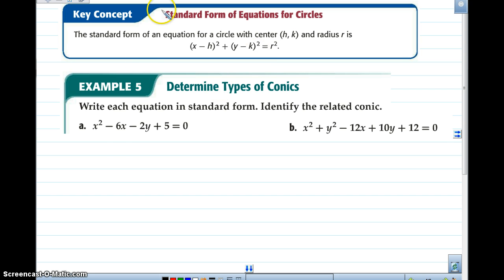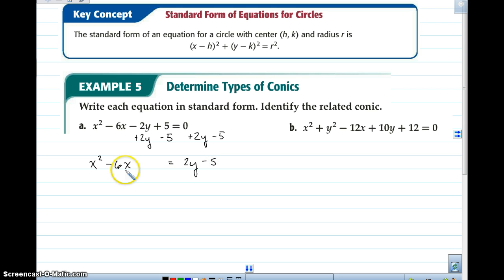So we're going to practice putting these into standard form. Right away with A, I can tell that A is going to be a parabola as I'm setting this up. And I can tell that because there's no y squared. If you just have one variable squared, it's pretty obvious that it's only going to be a parabola. So I'm going to go ahead and set up, this is kind of a review from our previous section, my x squared minus 6x. I'm going to add the 2y and subtract the 5 to the other side. So we've got x squared minus 6x is equal to 2y minus 5.